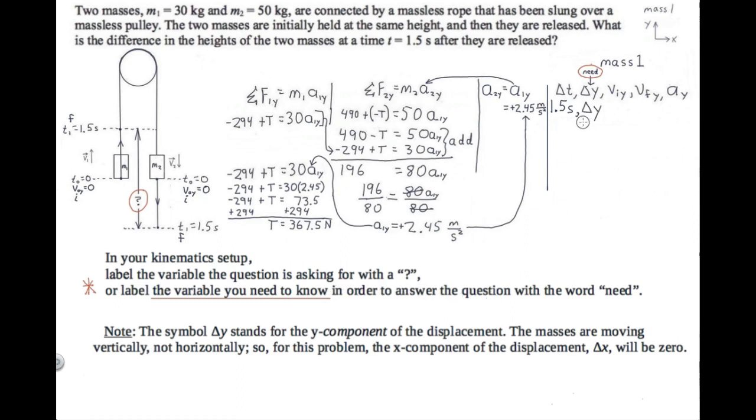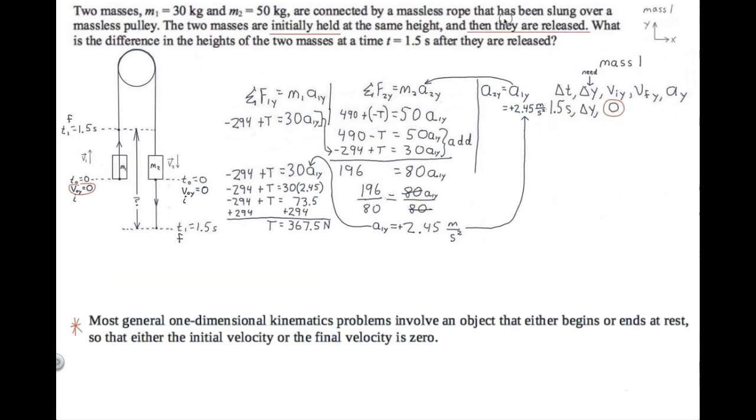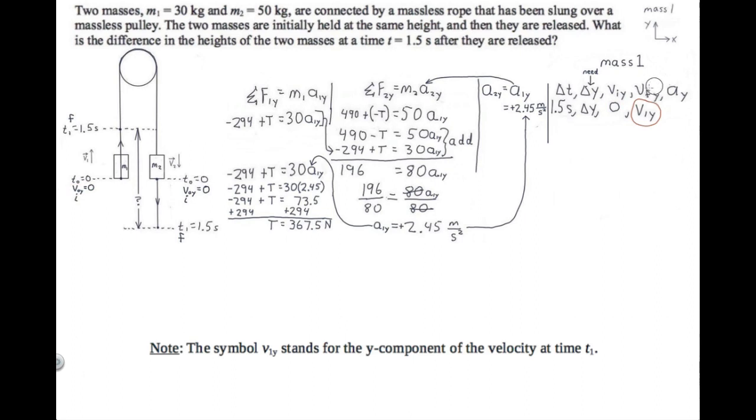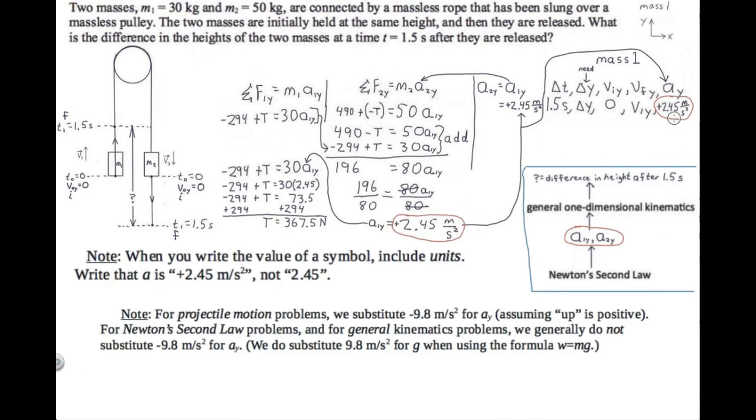In our kinematics equation, we will continue to use the symbol delta y. The wording of the problem implies that the objects begin at rest, so v initial y is 0. For v final y, we could use the slightly more specific symbol v sub 1y. For a sub y, we can substitute the result that we determined from our Newton's second law equations, positive 2.45 meters per second squared. Remember that our plan all along was to use a sub y as the connecting link between Newton's second law and kinematics.